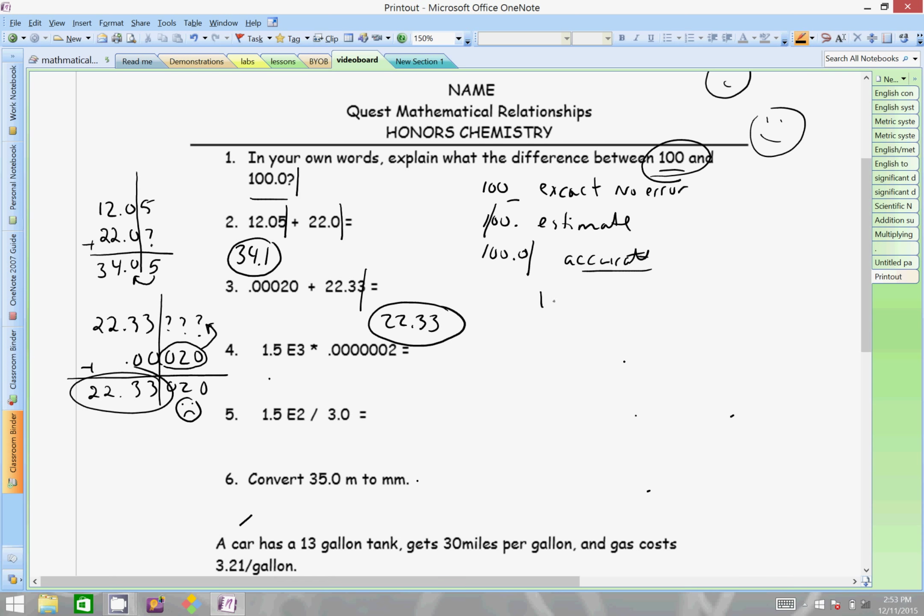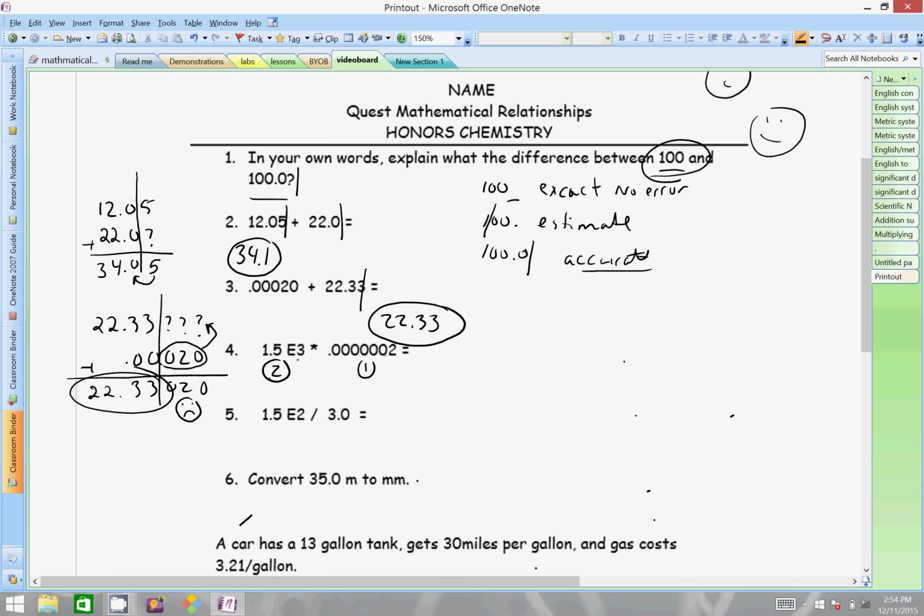4, 1, 5, 0, 0, 0. So 1, 2, 3. So one too many zeros there. This thing essentially is 1500. And then we're going to multiply this thing times 0.0000002. So there's a grand total of 1, 2, 3, 4, 5, 6 zeros and a 2. This guy's got 2 sig figs. This guy's got 1 sig fig.